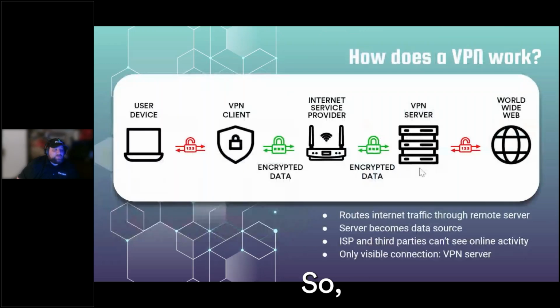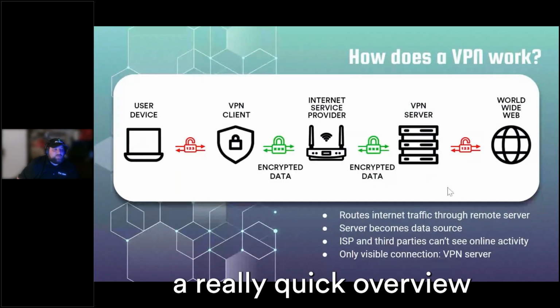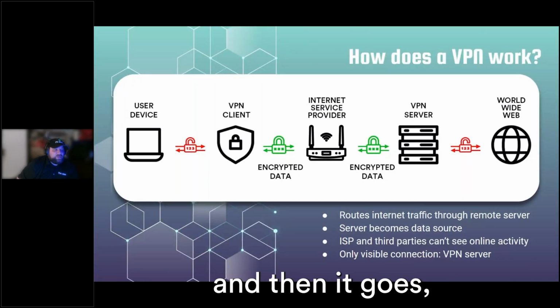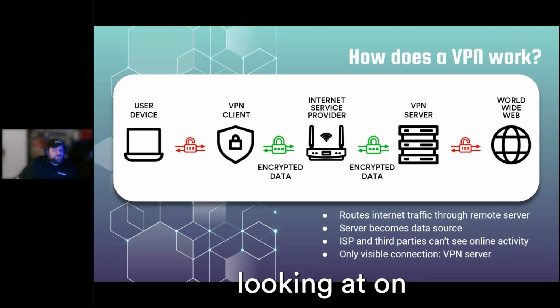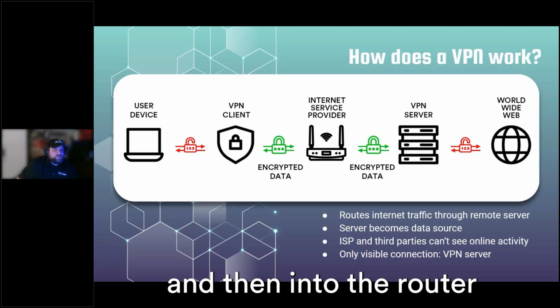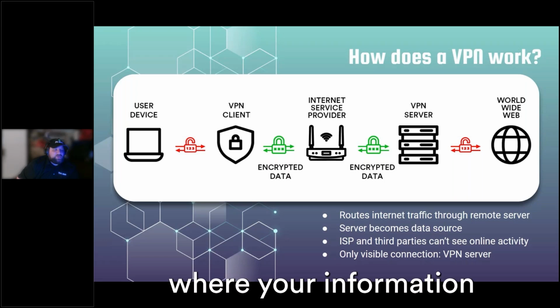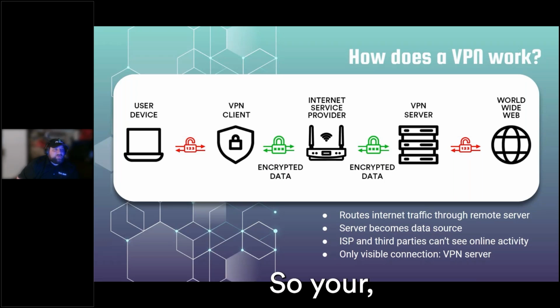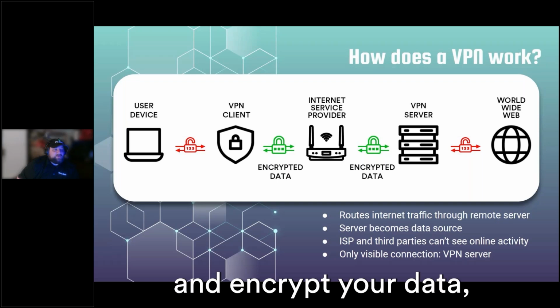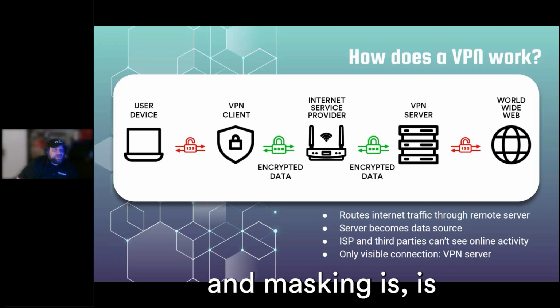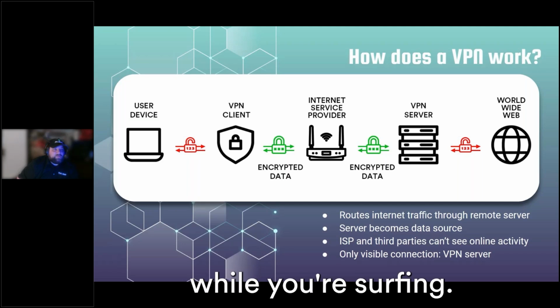So this is just a really quick overview of exactly what is happening. It all begins with your device, and whatever you are looking at on your device goes through the VPN program itself, and then into the router at your internet service provider, and then from there to a VPN server, which is where your information is masked. The VPN server is going to mask and encrypt your data, and then it will finally go to that website. So that added layer of encryption and masking is how your identity is protected while you're surfing.